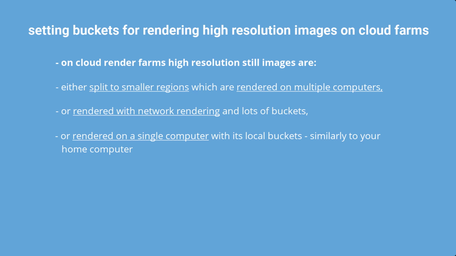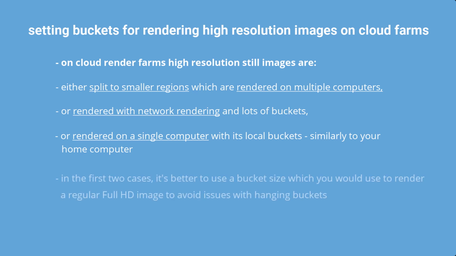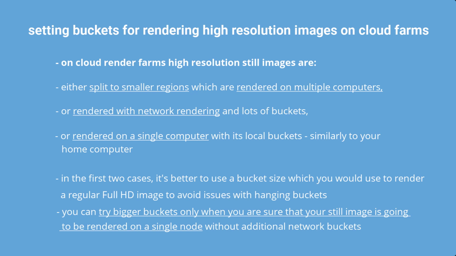So when you render a high resolution still at a cloud farm, in the first two cases you can get hanging buckets, because there will be quite a lot of them relative to the rendered area. So it's good to check how your scene is going to be rendered on a given farm before uploading a project. If you are not sure, it's better to use smaller buckets like the default 48 pixels.